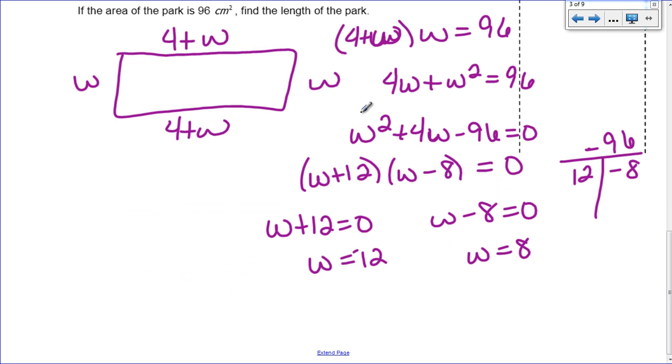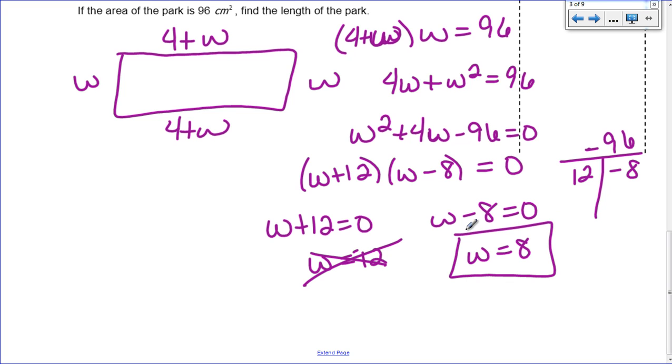Okay, so I factored this. I set this equal to 0, and I had w squared plus 4w minus 96 is 0. And then my two factors were w plus 12 and w minus 8. Those were my two numbers. You can draw the box and check it, but there are your factors. And so then I set them both equal to 0, and I got w equals negative 12 and w equals 8. Well, we're looking for the length of a park, which means this negative number can't make any sense because you can't have a negative width. The only one we care about is this one.